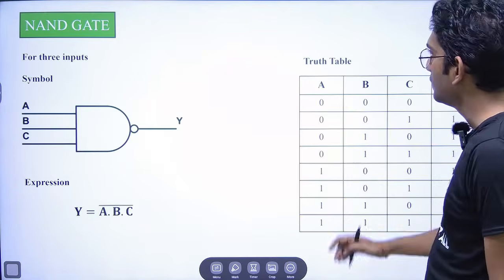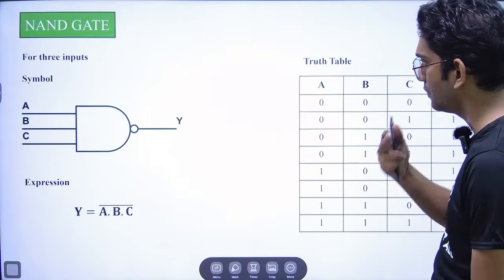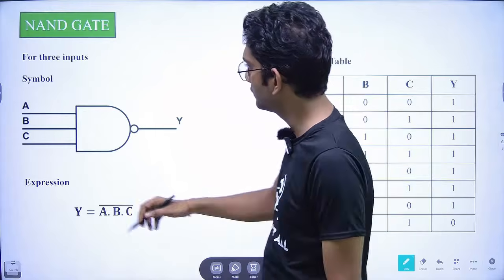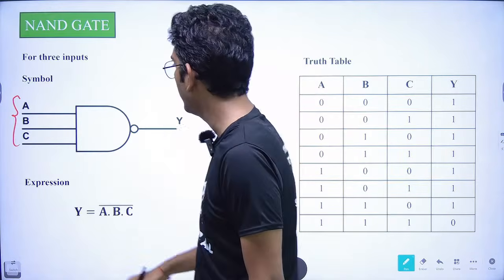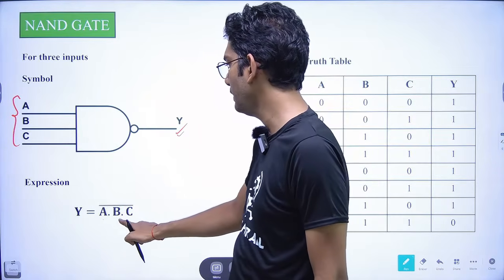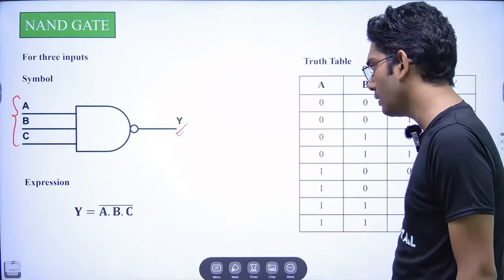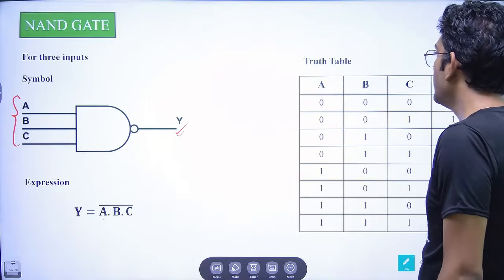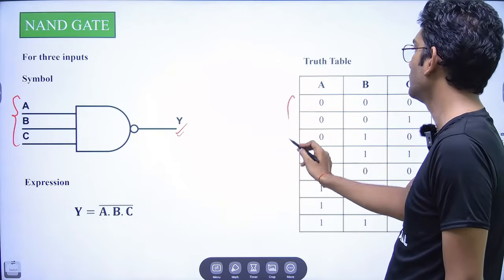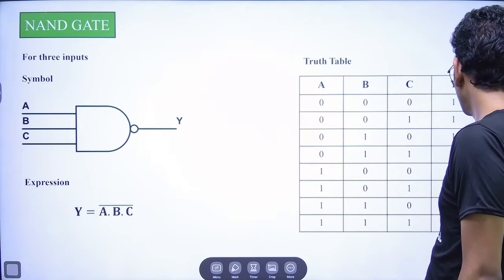Fine. Now next, coming to the 3 input NAND gate. For the 3 input NAND gate, the symbol remains the same. Here 3 inputs are present, A, B and C, and we are getting the output as Y. Now the expression would become Y is equal to the complement of A dot B dot C. Fine. This is the basic expression of the 3 input NAND gate, and as 3 inputs are present, a total of 8 combinations would be available. These are all the 8 combinations available.